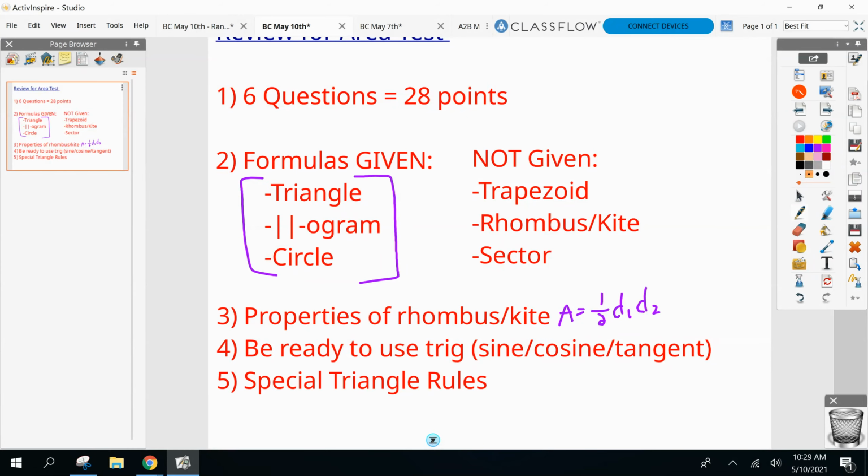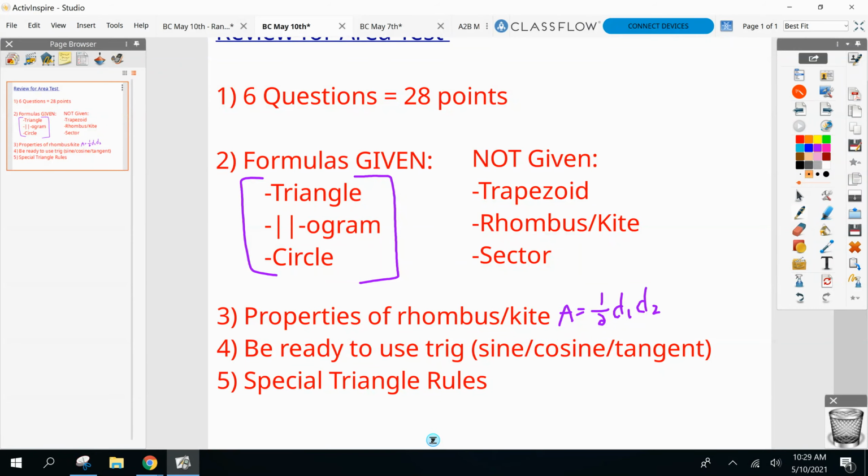Sine, cosine, tangent. Right? You will have to use sine, cosine, tangent on one of the problems to find a measurement that you need. Let me put it that way. And then, of course, our special triangles, 30-60-90 and 45-45-90.